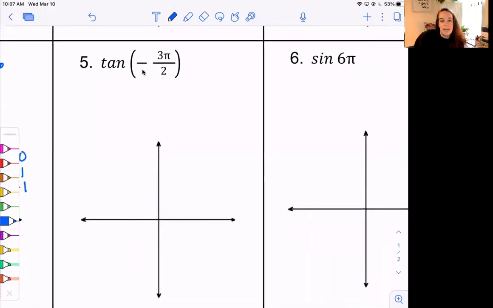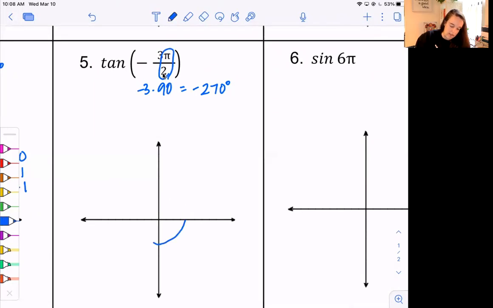So for tangent of negative 3 pi over 2, I know that pi over 2 is 90, and this would be 3 of the 90s. So pi over 2 is 90, times negative 3 would be negative 270 degrees. Remember that it goes in the backwards direction when it's negative. So instead of going this way, like positive, we're going to go the other direction.